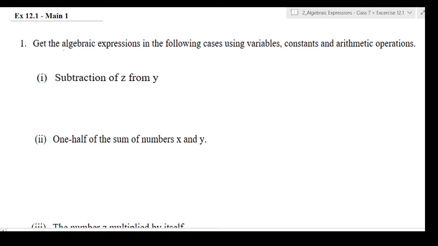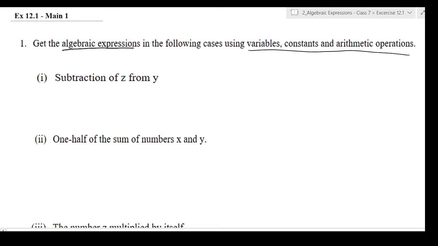Here they've asked us to write the algebraic expressions using variables, constants and arithmetic operations. So what they've done is they've given it in statement form. We need to write it in algebraic expression form.